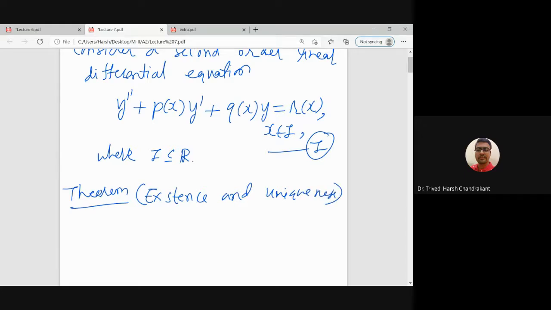So for the first order differential equation in the existence and uniqueness theorem, we have taken one initial condition. This is a second order differential equation, and that is why it is obvious that we will take here more than one initial condition, particularly two initial conditions. So let us consider the given differential equation.